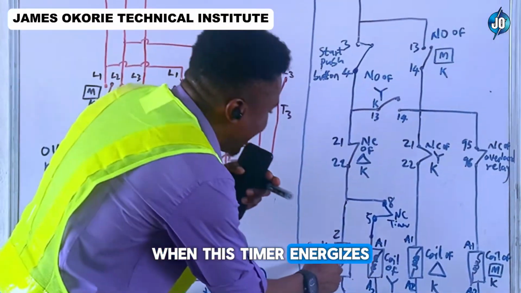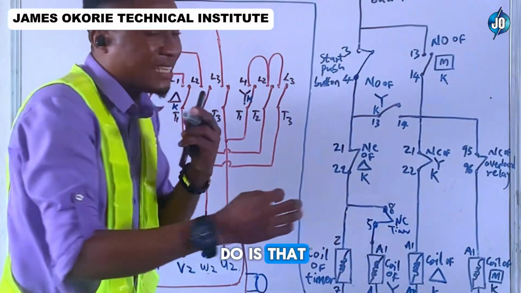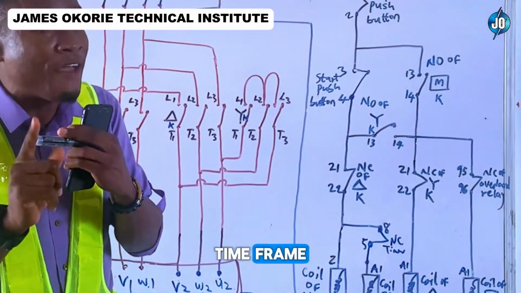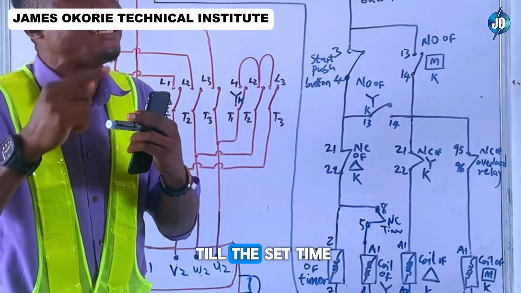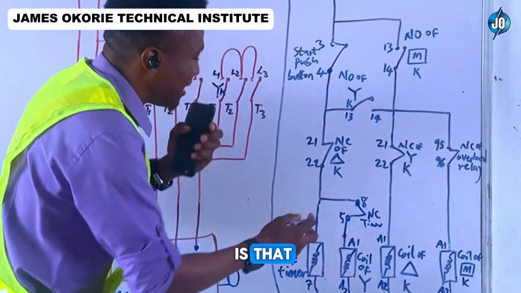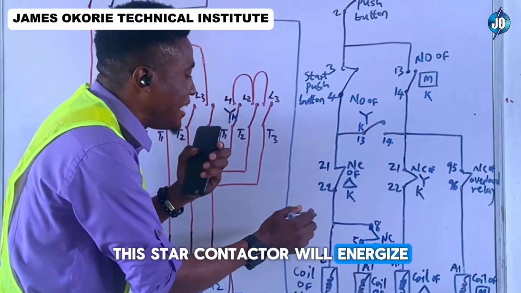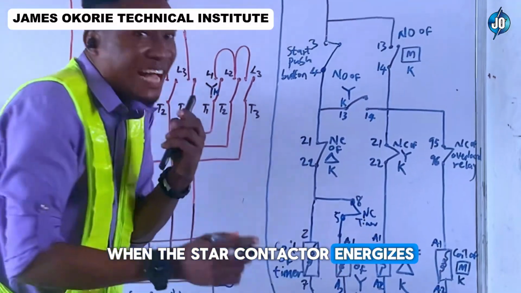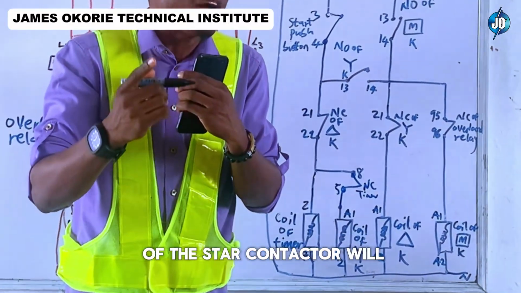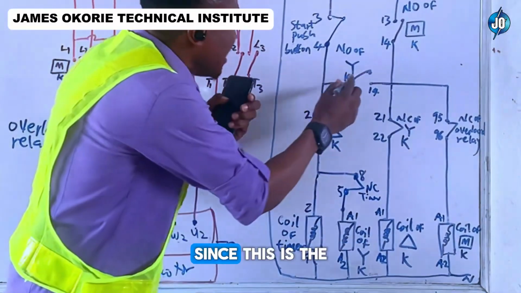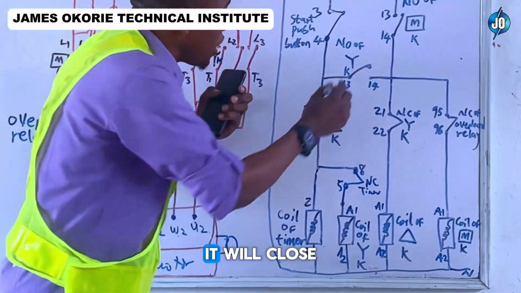When this timer energizes, because you have set it to a particular time frame, at that point in time it's not going to function. It will wait till the set time. So what will happen is that this star contactor will energize. When the star contactor energizes, the normally closed of the star contactor will come to normally open, and the normally open of the star contactor will come to normally closed. Since this is the normally open of the star contactor, it will close.